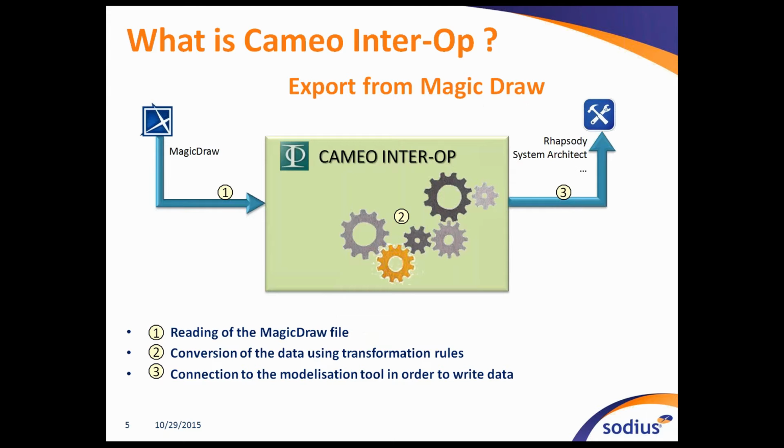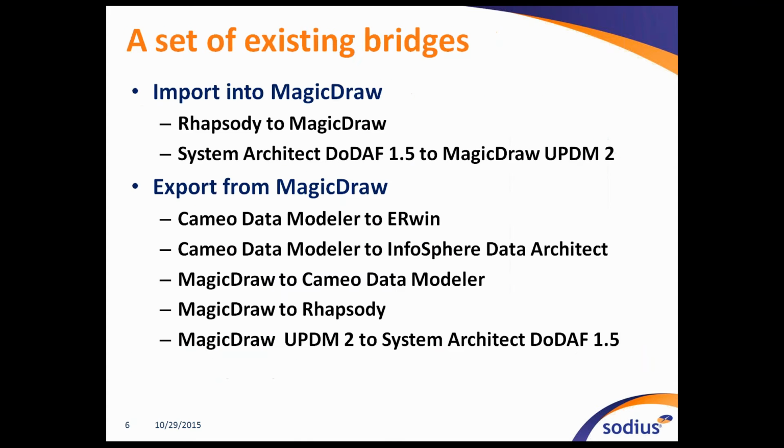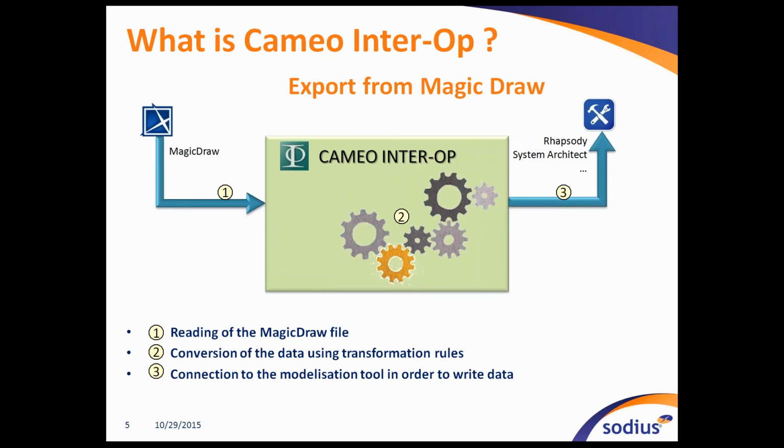When you export from MagicDraw, it is nearly the same. It is the same principle. Which means that you are reading the MagicDraw file, the MDZip or the MDXML file, and you convert the data using the transformation rules. And after, at the end, you write data in the modelization tool using the connection, the COM API, or you can also create some text files, or some XML files.